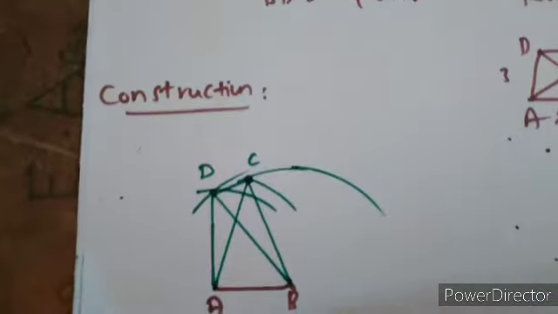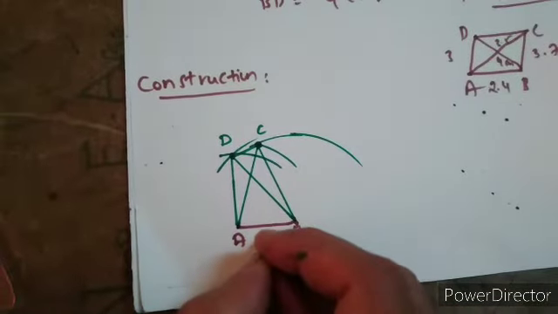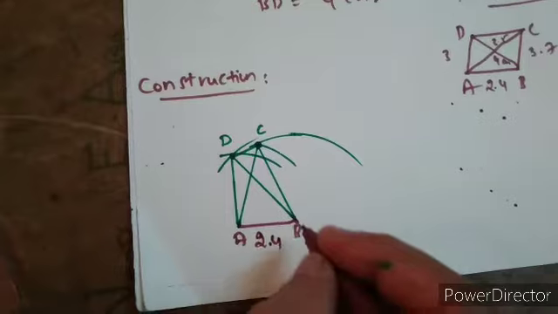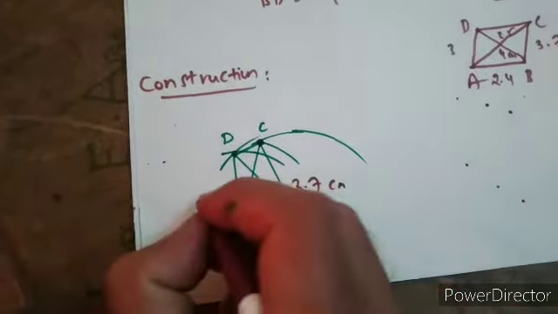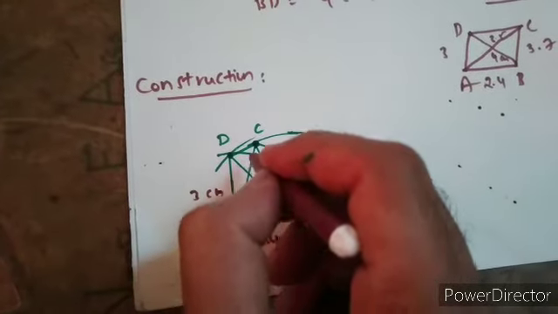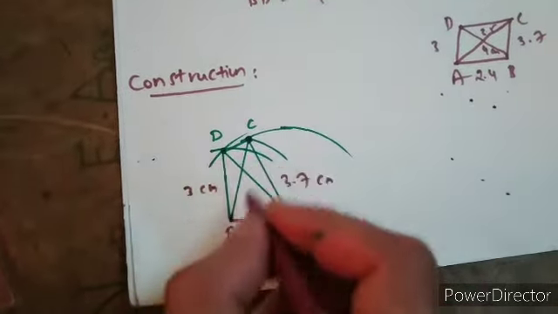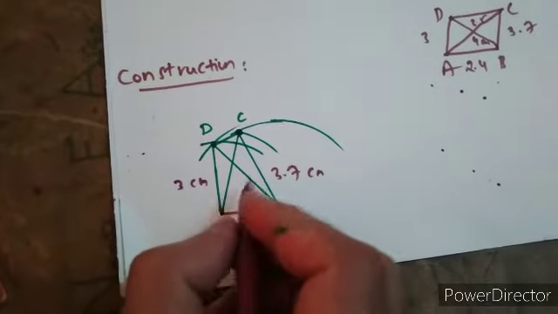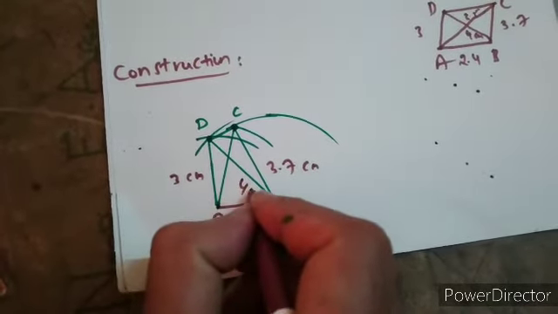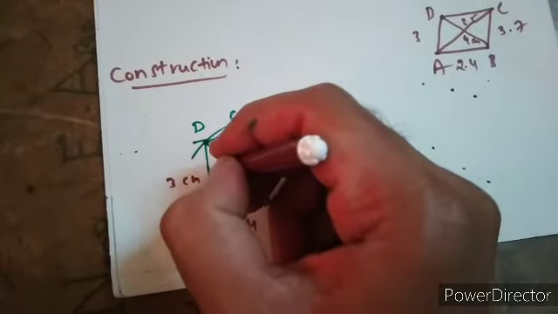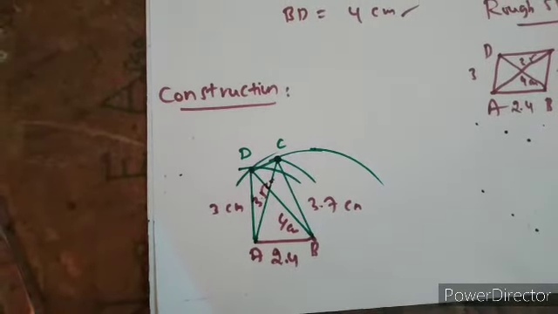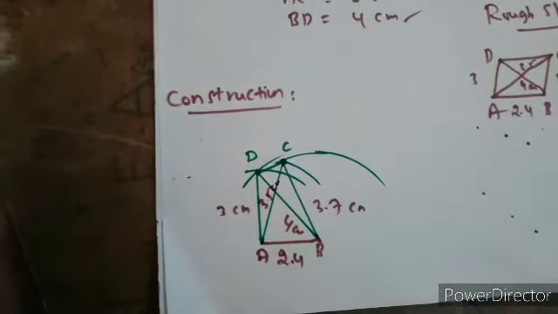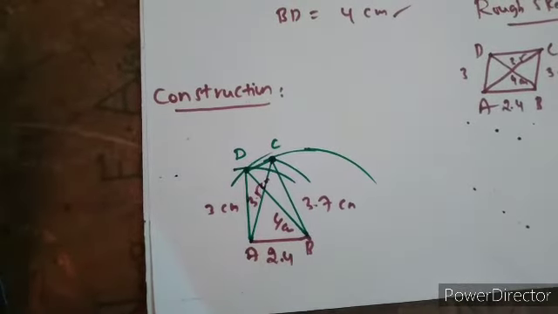After construction is over, label the diagram. Label in the sense AB is 2.4, BC 3.7, AD 3 centimeters, and DC is not given, CD we just joined in order to complete the quadrilateral. This BD line segment we know is 4 centimeters and AC 3.5. So like this we can label the diagram. After this construction is over, you have to write the steps.